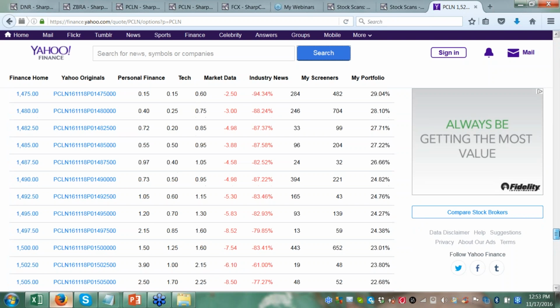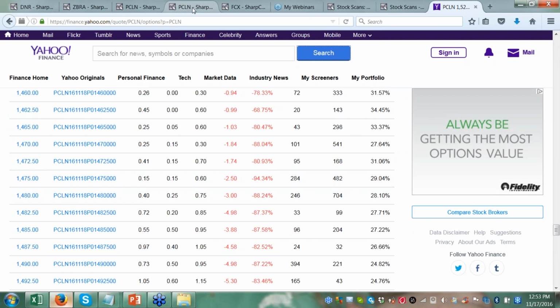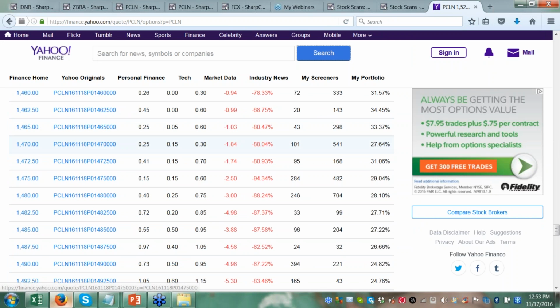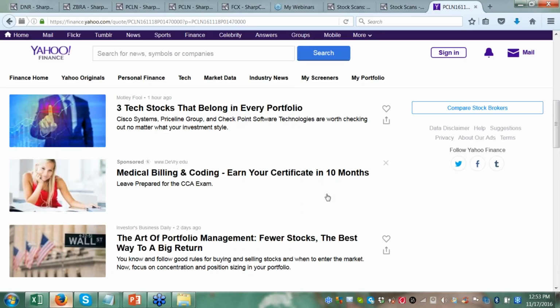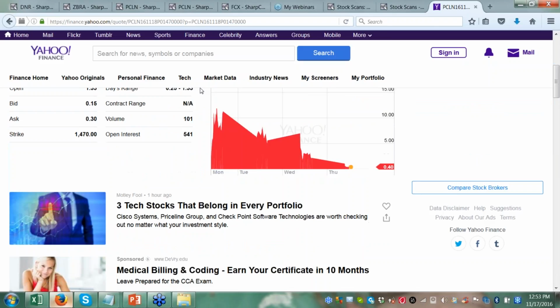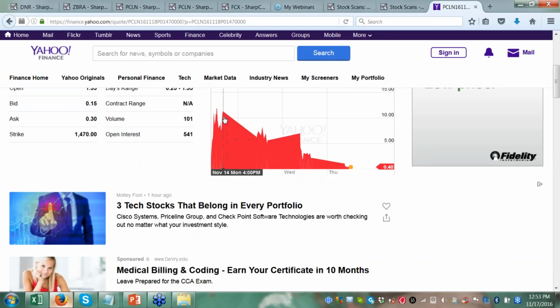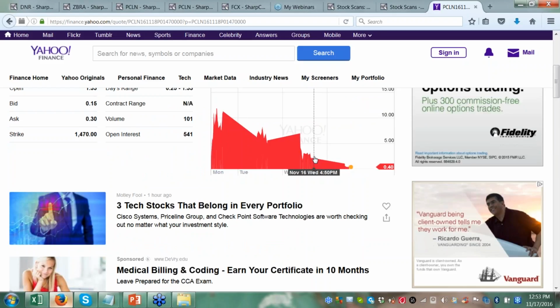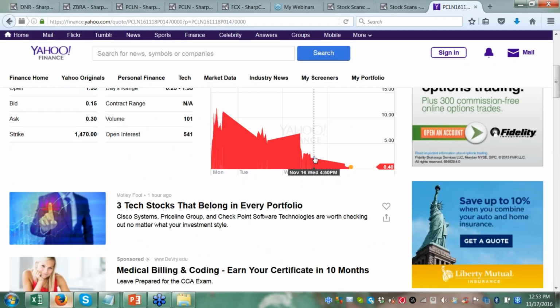Okay. So the 14, right? We were looking at the 1470. On Monday, they were over 10 bucks. So let's just round it. Let's call it 10 bucks. Today, let's call it 30 cents even.